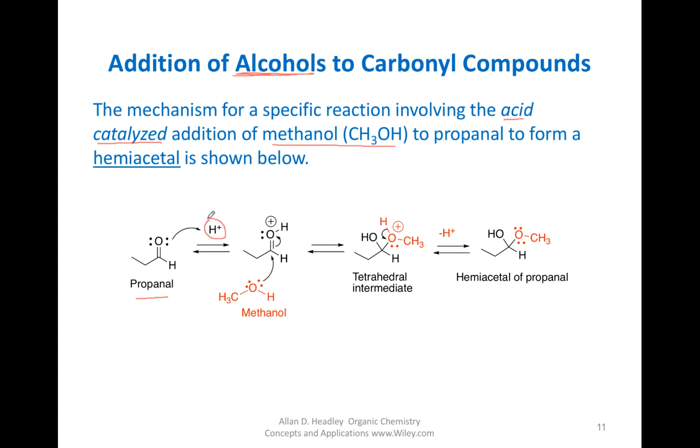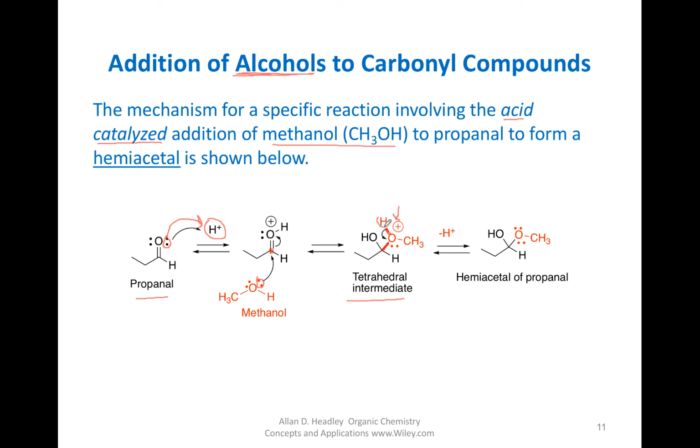It's acid catalyzed, so we'd expect the first step of the mechanism to be these electrons bonding to this hydrogen to form this bond here. And this carbon is electrophilic, so we have electrons here from the methanol reacting with this carbon to form this bond. This is an intermediate called a tetrahedral intermediate, not the product, because it is charged.